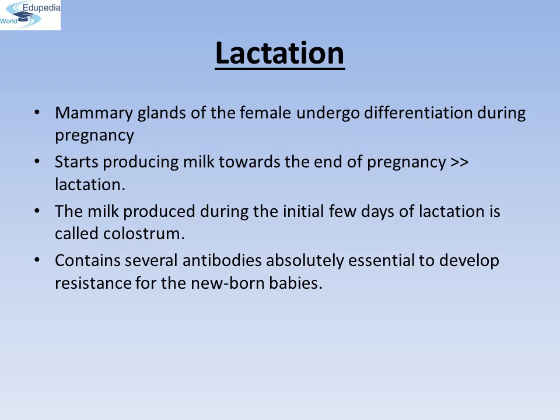By this we have come to the end of this chapter. Now let me summarize all the topics we have already discussed in this chapter. We started with reproductive organs in males and females. Then we moved towards gametogenesis. The gametogenesis in males is called spermatogenesis and in females it is called oogenesis. Then we spoke about the menstrual cycle in females. Then we talked about fertilization, implantation, pregnancy and lactation.